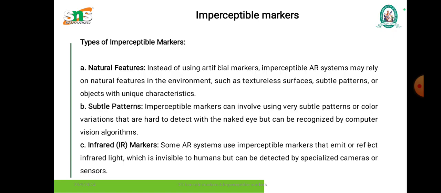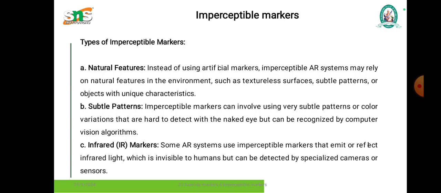Natural features means that instead of using artificial markers, imperceptible AR systems may rely on natural features in the environment such as textureless surfaces, subtle patterns or objects with unique characteristics. So these are called natural features.